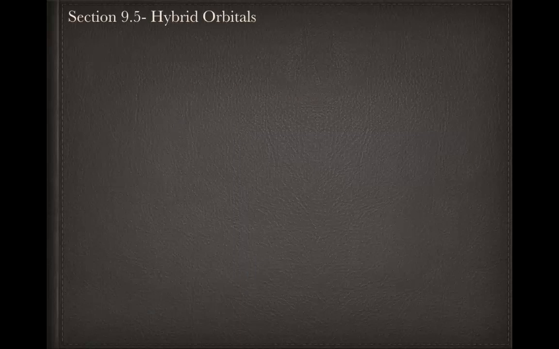Now, as I had stated before, unfortunately, when we're looking at bonding, it's not quite as simple as, oh, these two orbitals overlap and that's it. We have to create what are called hybrid orbitals in order for our VSEPR model to line up with what is actually happening with the atomic orbitals. So I'm going to explain hybrid orbitals with an example.